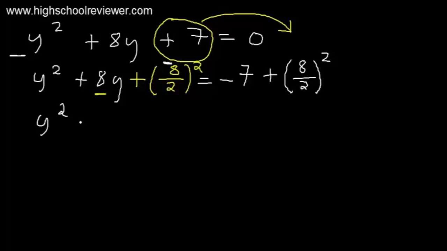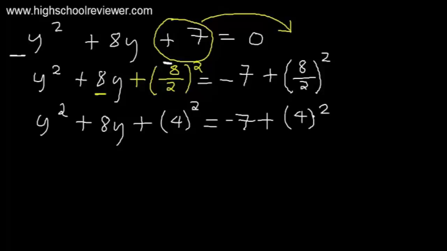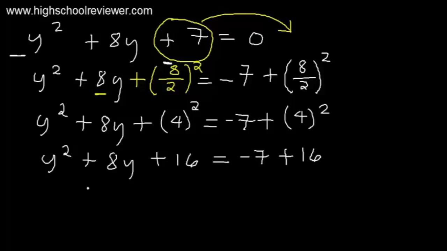Y squared plus 8y plus 8 divided by 2 is 4, this will be 4 raised to the power of 2, and this will be negative 7 plus 4 raised to the power of 2. Y squared plus 8y plus 4 raised to the power of 2, which is 16, equals negative 7 plus 16. Y squared plus 8y plus 16 is already a perfect square.